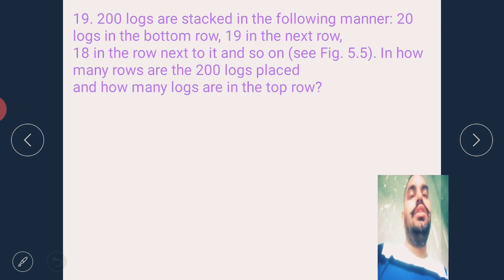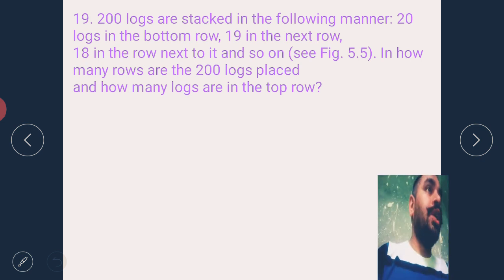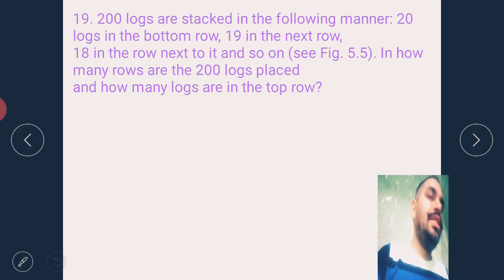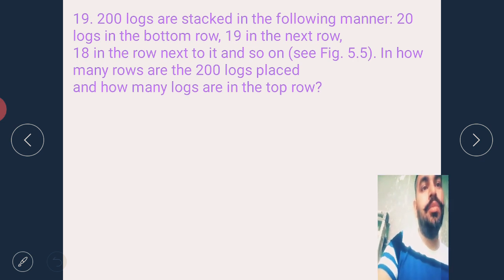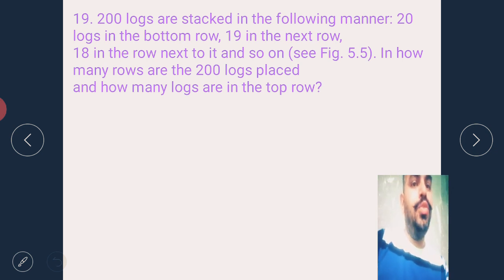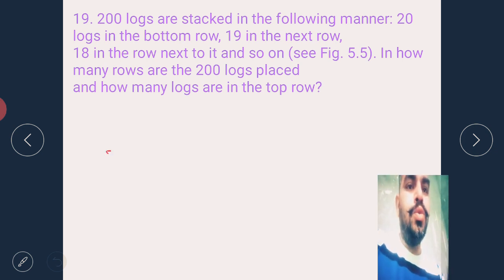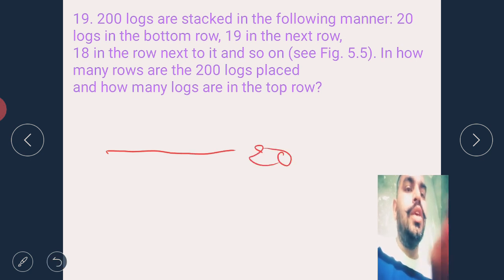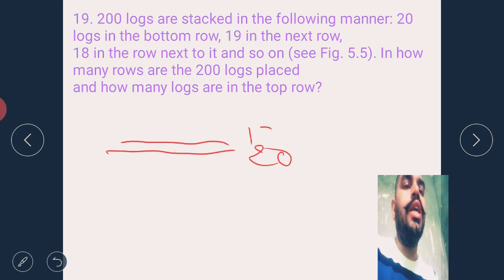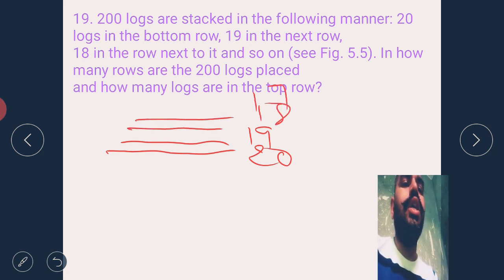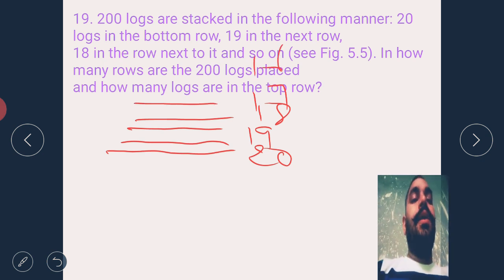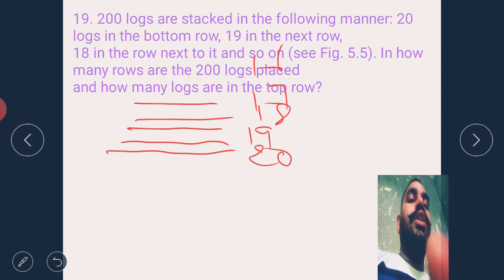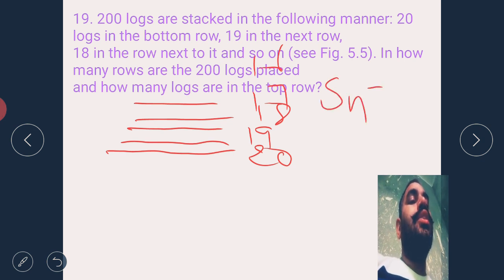Some 200 logs are stacked. मतलब कुछ लकड़ी के गट्ठे हैं या लकड़ी का टुकड़ा कह सकते हैं, हमने उसको अरेंज करना है. अरेंज हमने किस तरह से करना है, तो ये कहता है कि 20 लोग, सबसे नीचे वाली जो रो बनेगी उसमें 20 आएंगे, उससे ऊपर जो लॉग बनेगी उसमें 19 आएंगे, उससे ऊपर जो बनेगी उसमें 18 आएंगे, उससे ऊपर बनेगी उसमें 17 आएंगे, उससे ऊपर बनेगी उसमें 16 आएंगे। और ये कह रहा है कि इन हाउ मैनी रोज आर द 200 logs.